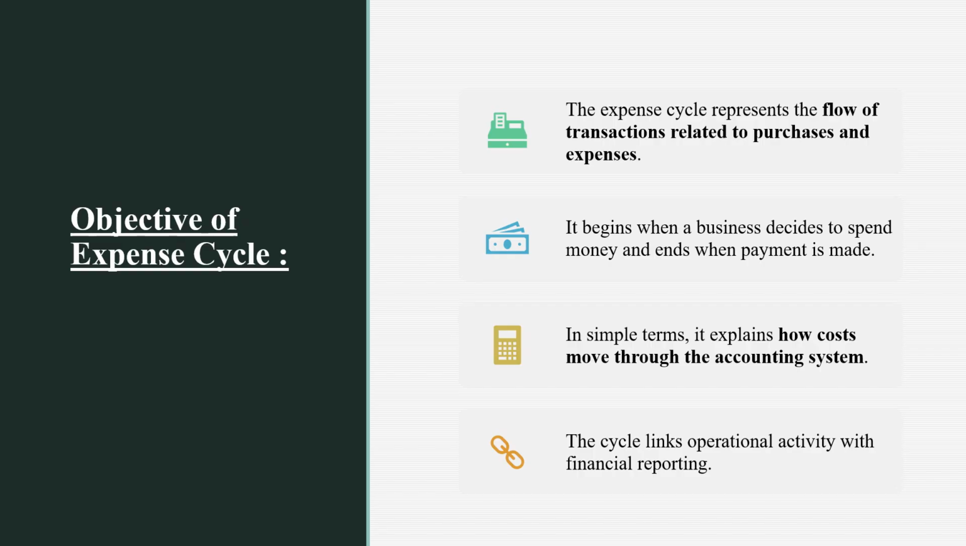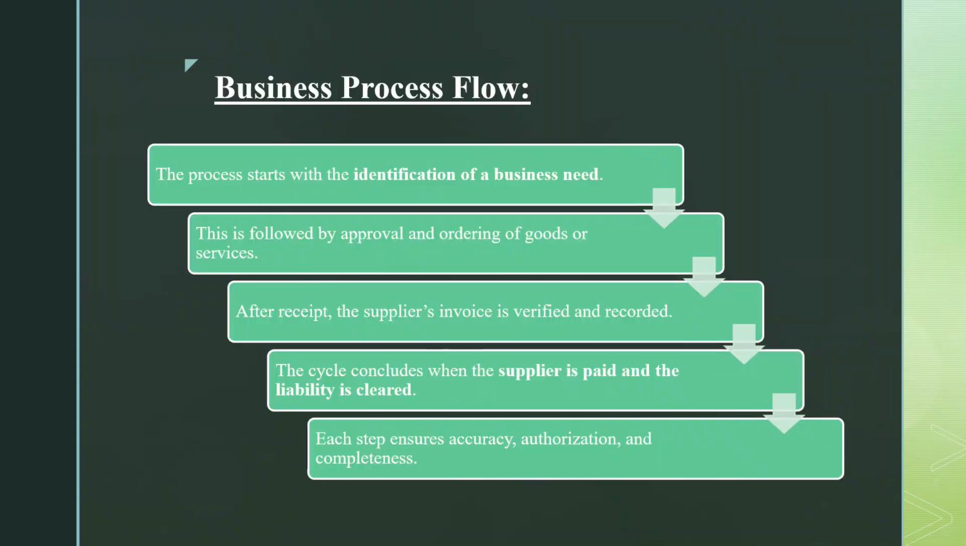The main objective of the expense cycle is control. Businesses want to ensure that money is spent only for business purposes. No unauthorized purchases are made and no fake or duplicate invoices are paid. Another important objective is accuracy in financial reporting. Expenses must be recorded in the correct accounting period, in the correct amount, and under the correct expense category. Without a proper expense cycle, a company may face losses, fraud, or audit qualifications.